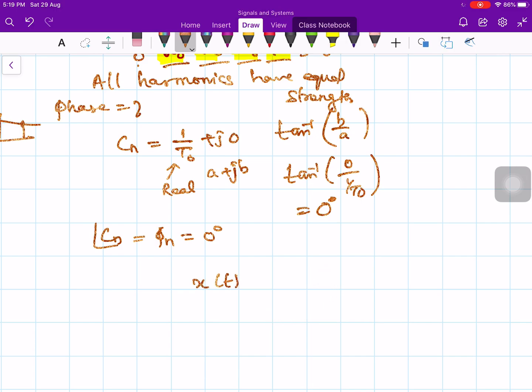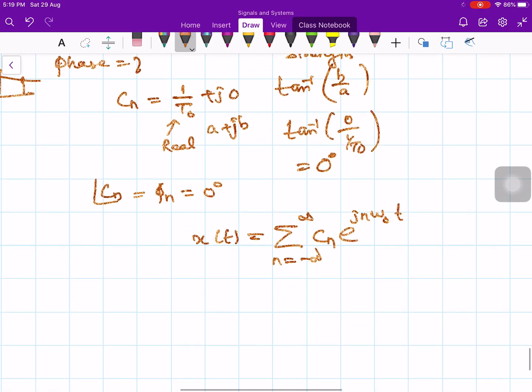X of t is equal to the sum from n equals minus infinity to plus infinity of Cn e to the jn omega naught t. Now what is the Cn value? Just now we found 1 over t naught, e to the jn omega naught t, and n goes from minus infinity to plus infinity.